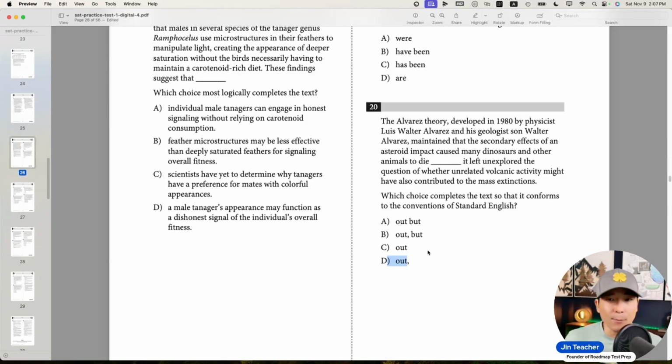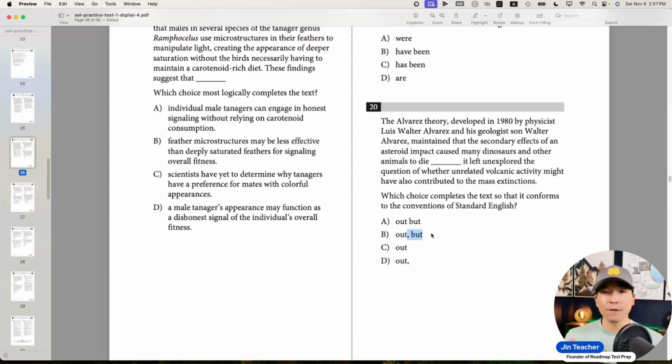But the first way is with a semicolon. The second way is with the period. The third way is with a comma and a fanboy's word. Right? What's a fanboy's word? A fanboy's word, if you spell it out, F-A-N-B-O-Y-S, each of the letters in that word spells out one of the coordinating conjunctions that you can combine with the comma to separate two complete sentences.